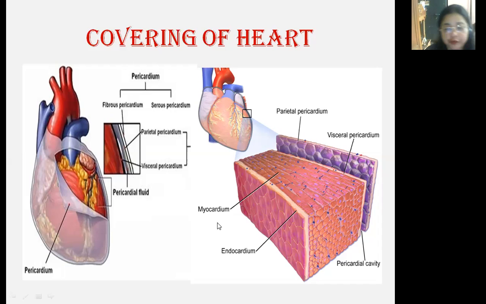Now, if we look at the pericardium, it can be divided into two parts, fibrous pericardium and serous pericardium. Again, the serous pericardium can be subdivided into the parietal pericardium and the visceral pericardium, what we have already discussed. So these are the threefold covering of this major organ: pericardium, myocardium, endocardium, starting from outside inward.